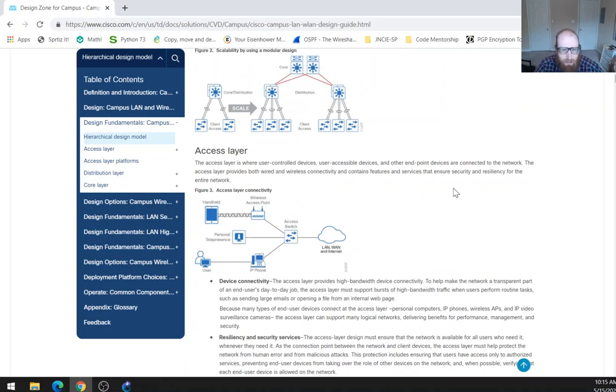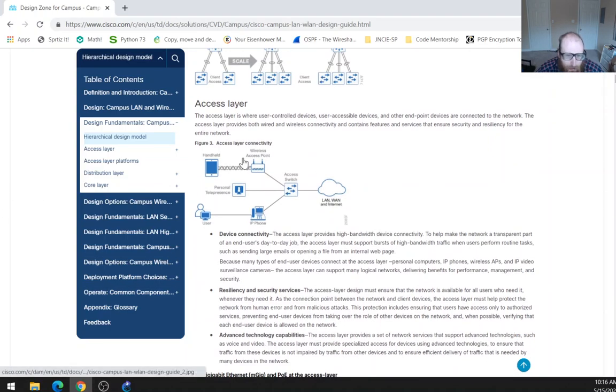Alright, access layer. The access layer is where user-controlled devices, user-accessible devices, and other endpoint devices are connected to the network. The access layer provides both wired and wireless connectivity and contains features and services that ensure security and resiliency for the entire network. So we can see what kinds of devices here would be coming off of this access layer, these switches. We've got wireless access points, which are kind of an extended access layer because handheld private devices connect up into that.